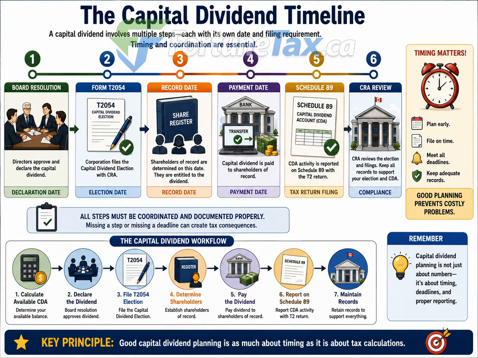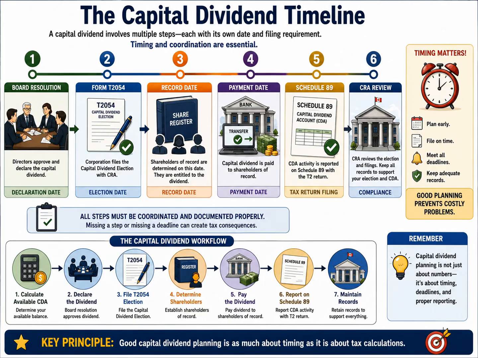A common mistake is to think capital dividend planning is only about tax calculations. In reality, compliance and timing are just as important. A perfectly calculated CDA balance can still lead to problems if filing requirements are missed or documentation is incomplete. The key principle from this slide is simple. Good capital dividend planning is as much about timing as it is about tax calculations. The most successful practitioners manage both.